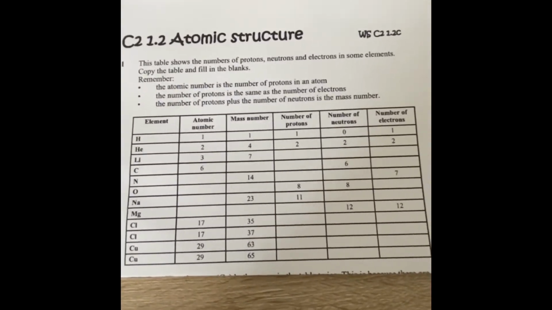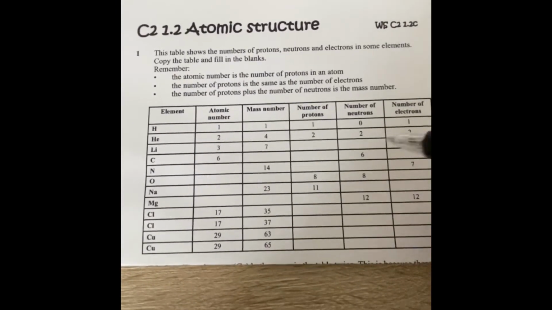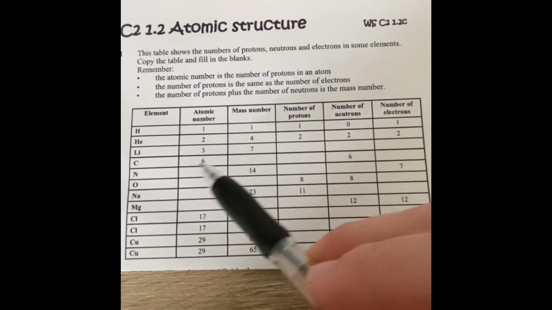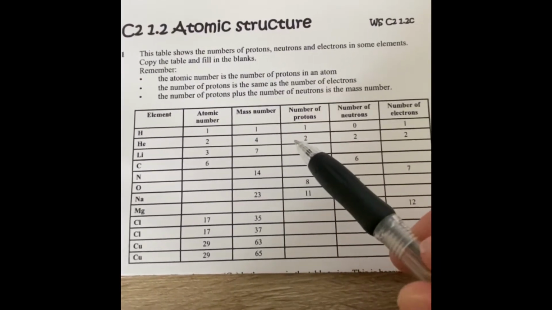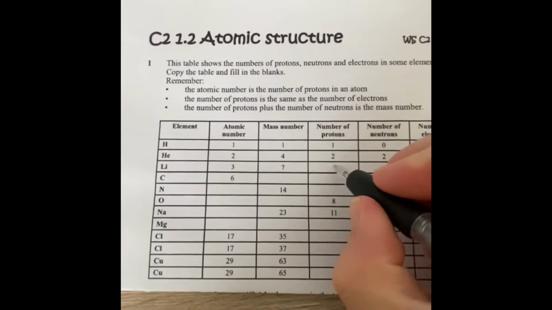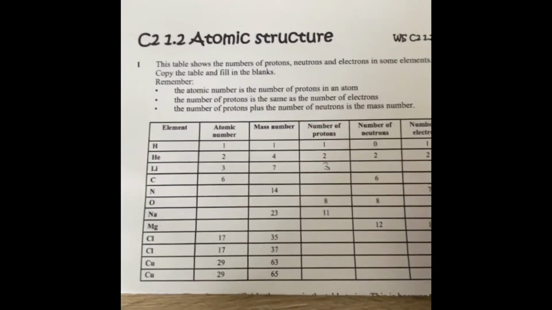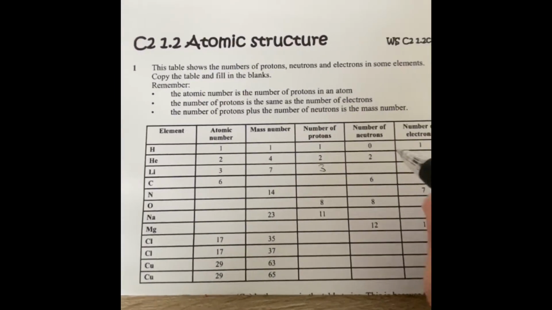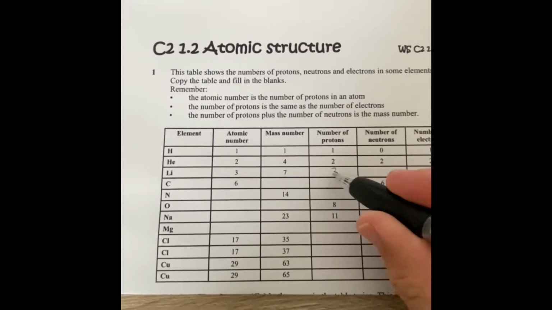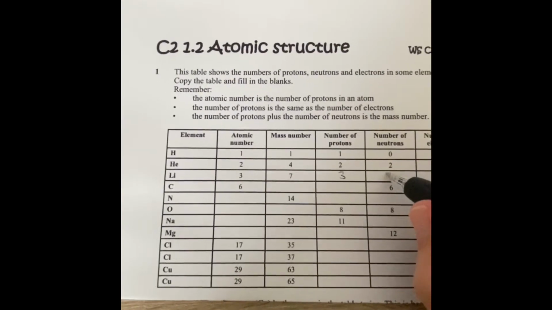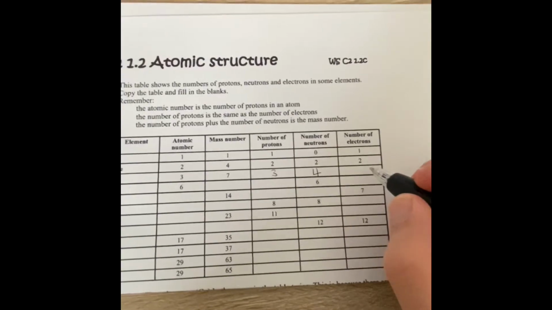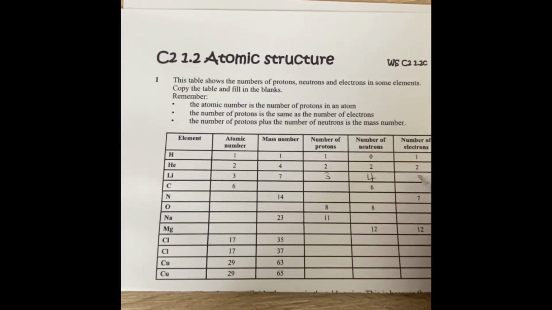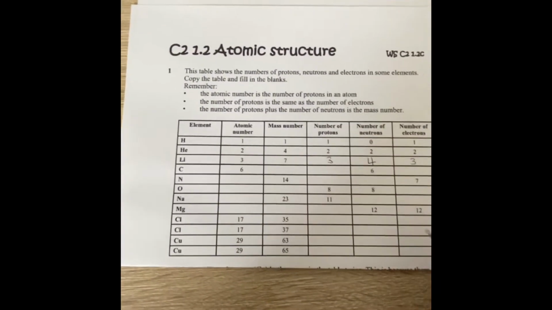So looking at this sheet, you have some of the information already. If we look at atomic number here, and mass number. Protons is going to be 3 because that's the same as the atomic number. Number of neutrons, we take 3 from 7, which is 4. And then we've got number of electrons. Electrons are the same as the protons, so there is 3.